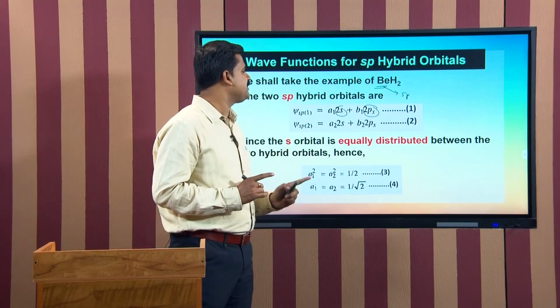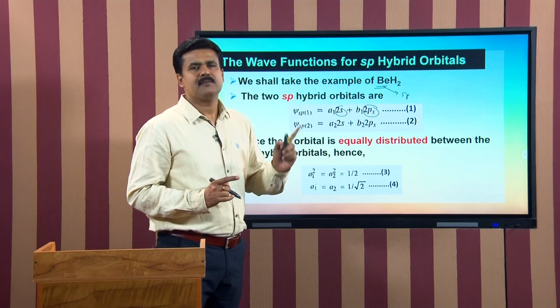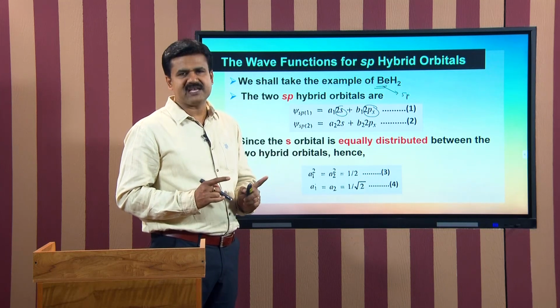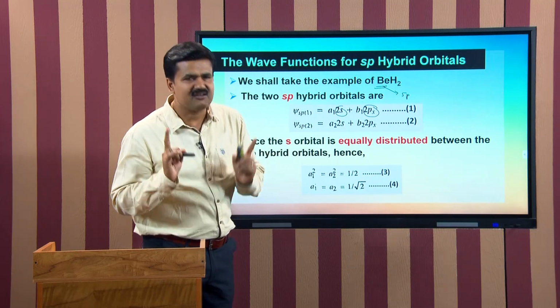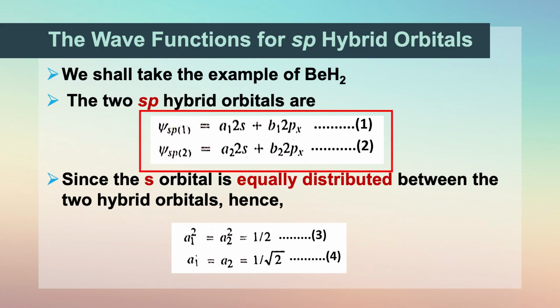Similarly, psi sp2 is equal to a2 2s plus b2 2px. Here 2s and 2px are atomic orbital wave functions. Hybrid orbital wave functions are obtained by the linear combination of atomic orbital wave functions. Hence, we are getting these two equations.